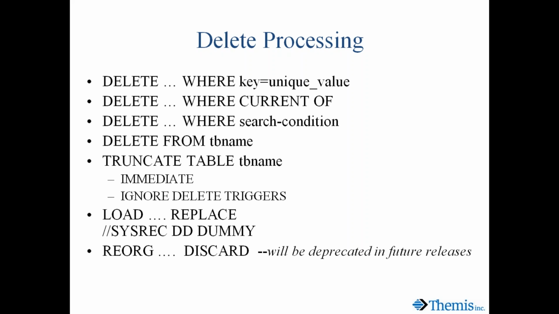Okay. Now, delete processing. If you're doing single row, where it's equal to a unique key, that's one thing. Now, what about your multi-row deletes? Are you using a cursor? Or are you doing a delete with a search condition? A delete with a search condition to do a multi-row delete is faster. Please don't do a delete of all rows from a table, a mass delete in that way. There are other ways of clearing out all the contents of a table that are better than that. You can use the truncate, which is similar to just doing a load replace with no input. Okay, reorg discard is not necessarily a good way.